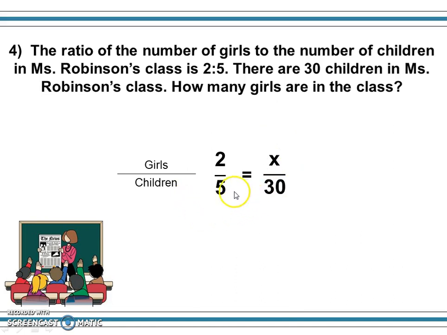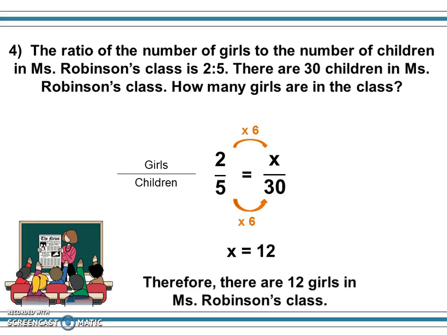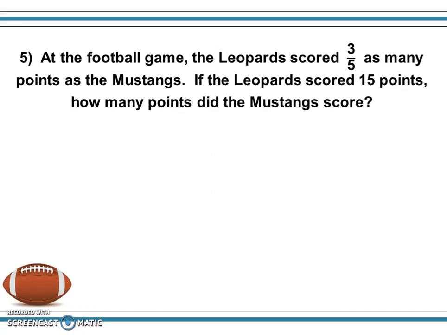Okay, so this time I think I'm going to use a horizontal relationship again. So I'm going to say 5 times 6 is equal to 30, so 2 times 6 is going to be equal to 12. So there are going to be 12 girls in Mrs. Robinson's class. All right, one more example before you guys try some on your own here.